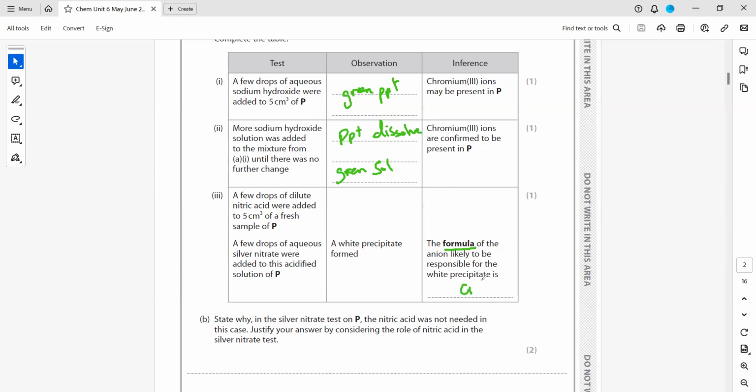So here it is important. If you write only chloride, they will mark it wrong because they mention formula. So you have to write a formula. And if you write only Cl, that is also wrong. It must be Cl minus. So when you read such a question, read it properly so you don't miss any point.